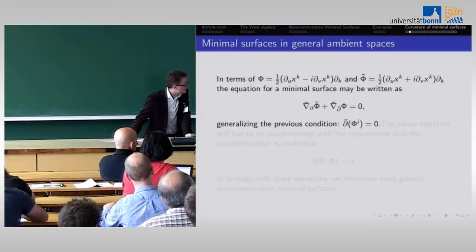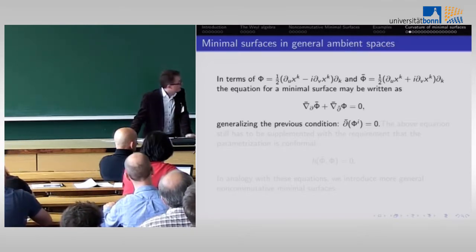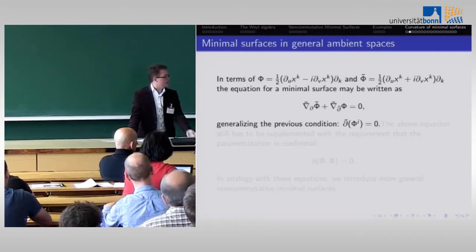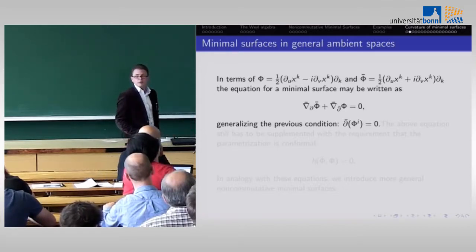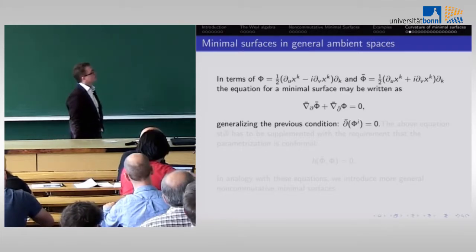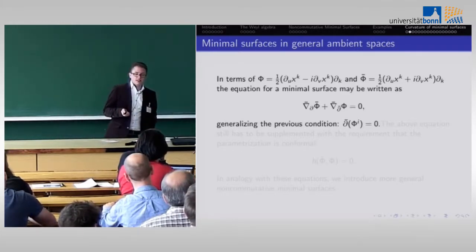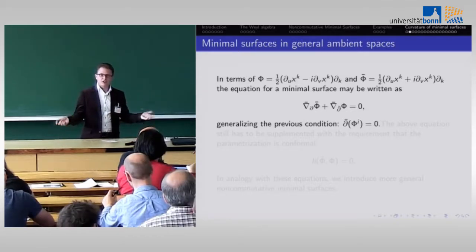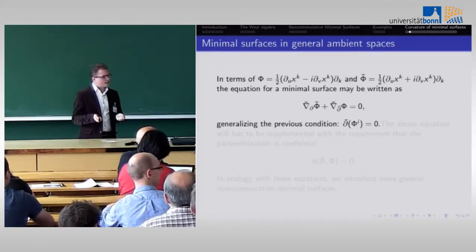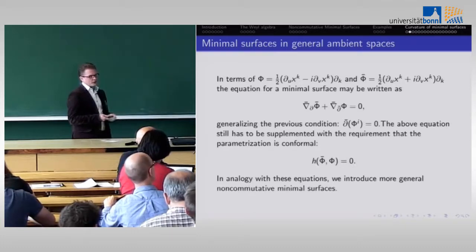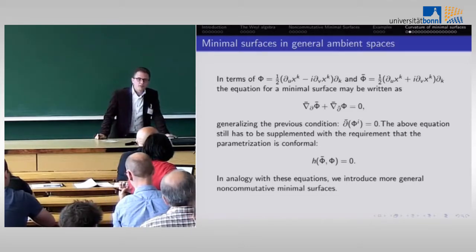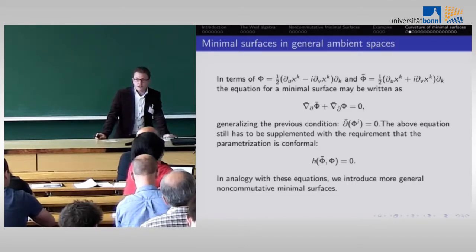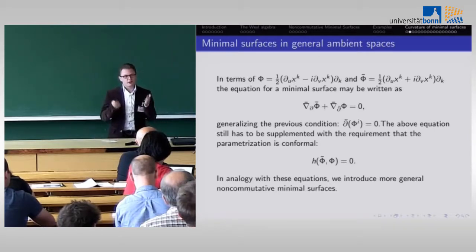So now they are mixed instead. The covariant derivative of phi in the direction of phi bar plus the opposite is equal to 0, which generalizes the previous condition that simply d bar of phi_i is equal to 0. We still have to supplement this with the fact that the parameterization should be conformal. So you should have conformal coordinates in some sense. And this is now the same condition, right? We write down the same condition here. Now H is no more the simple free module Hermitian form, but can be something arbitrary, satisfying, of course, the usual things we want from a Hermitian form.